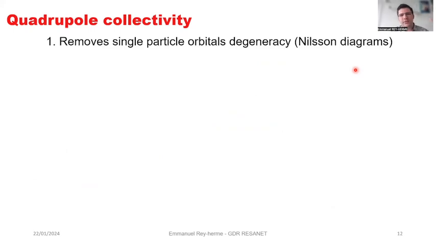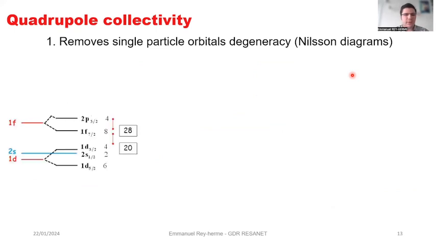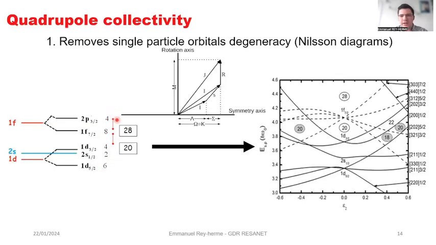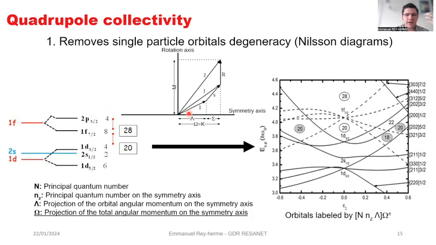And there are two things. First, there is a removal of the single-particle orbital degeneracy. This is what is called Nilsson diagrams. So if we go back to the shell model, you have an example of a few levels in the shell model here, and the degeneracy indicated here is removed when there is deformation, since with deformation there is a symmetry axis that appears, there are new quantum numbers that can be defined, and the degeneracy is removed.